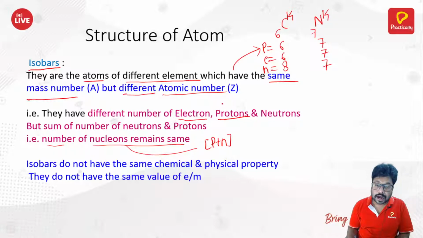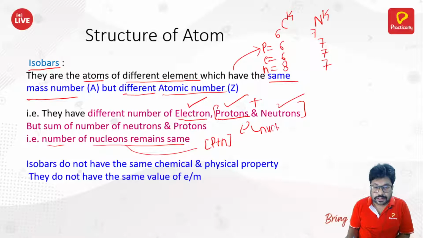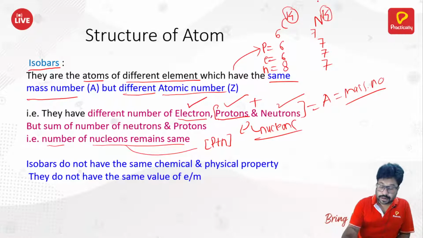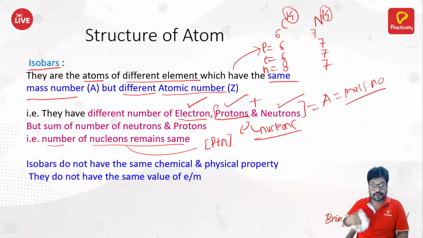The number of protons is different. The number of electrons is different. The number of neutrons is different. But proton plus neutron, this sum, which is also called nucleons, is the same, because this number of nucleons is nothing but A. And A is what? The mass number. And I have already told you that they have the same mass number, no? The mass number is the same. But that doesn't mean that the proton and neutron numbers are the same, because 7 plus 7 is also 14 and 8 plus 6 is also 14.